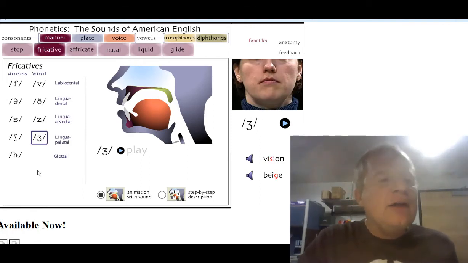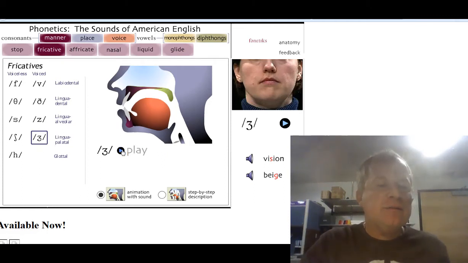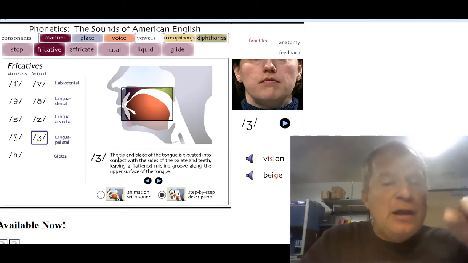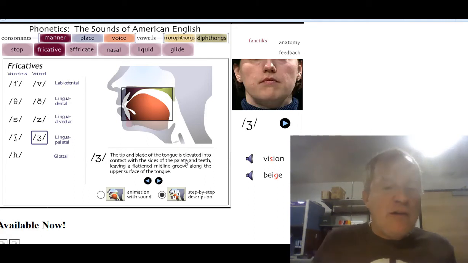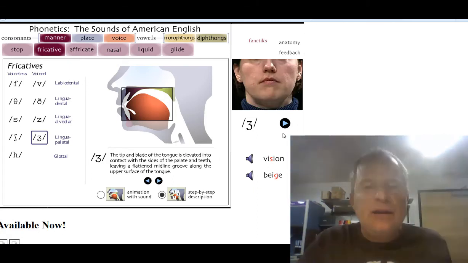Okay, let's take a look at this other sound, the vision, beige. It says here, the tip and blade of the tongue is elevated into contact with the sides of the palate and the teeth, leaving a flattened midline groove along the upper surface of the tongue. Wow, how about that for description? Let's watch the lady do it.